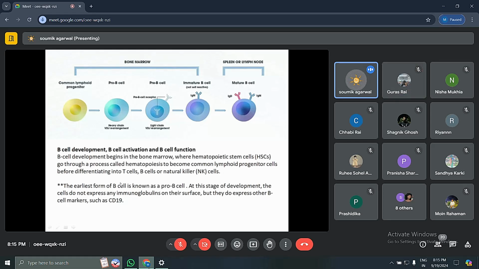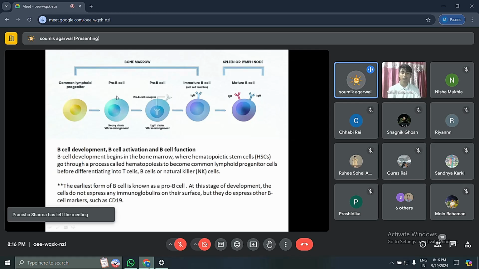The earliest B cell is known as the pro B cell. This is the first one. At this stage of development, the cell does not express any immunoglobulin. As I said, the ultimate aim of a B cell is to produce antibodies, but here you will not find any immunoglobulin or antibodies on their surface. But they do express other B cell markers such as CD19. As I said, we can recognize a B cell through markers on its surface such as CD19 and CD20. That's why we can recognize this cell as a B cell. This is the first one, so we call it the pro B cell.